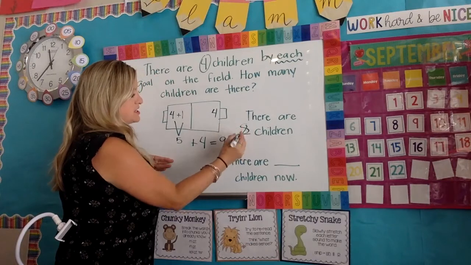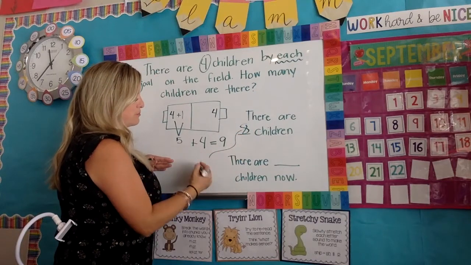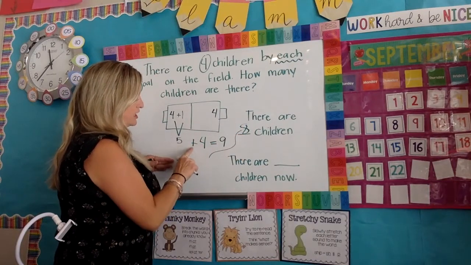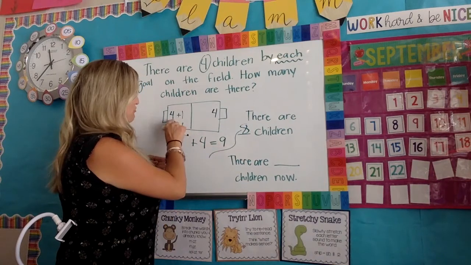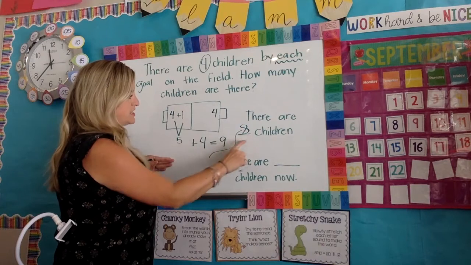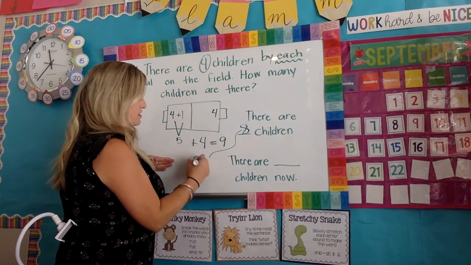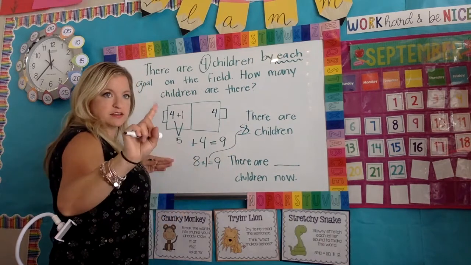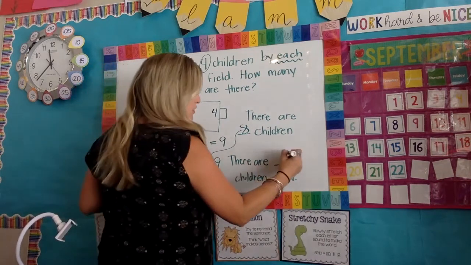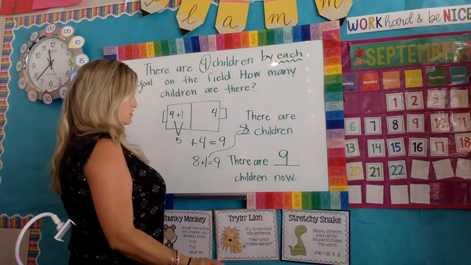I could also take this sum. The sum is the answer that you get when you're adding. So the sum of 5 plus 4 is 9. The sum of 4 plus 4 is 8. I could take the 8 and add, there's one more kiddo, I get 9. 8, 9. So now there are 9 children.